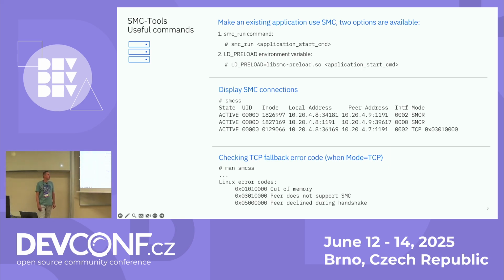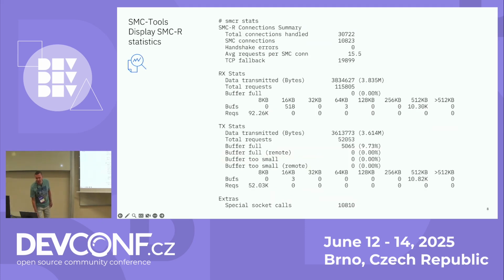The next command is smc-ss, and it is used to display information about the active SMC sockets. And its man page contains error codes and error descriptions. The smcr stats command displays statistics about SMC-R, such as number of total connections, number of SMC-R connections, number of TCP fallbacks, and read-write buffers information, such as buffer sizes and buffer full errors.